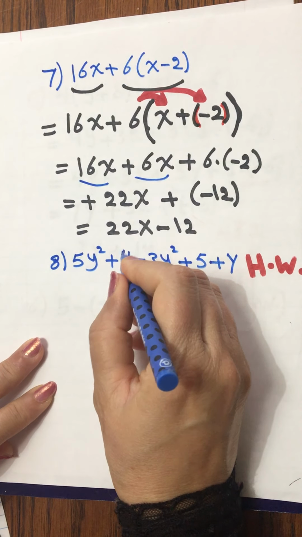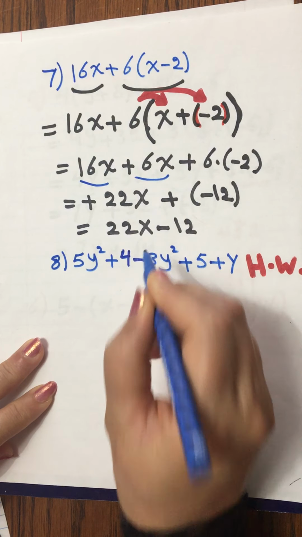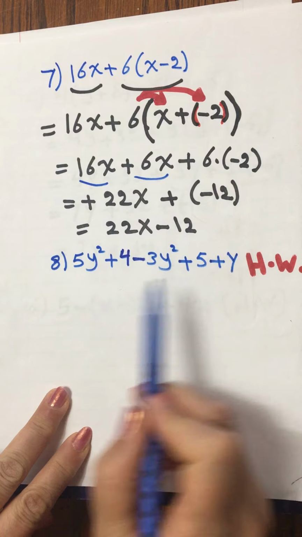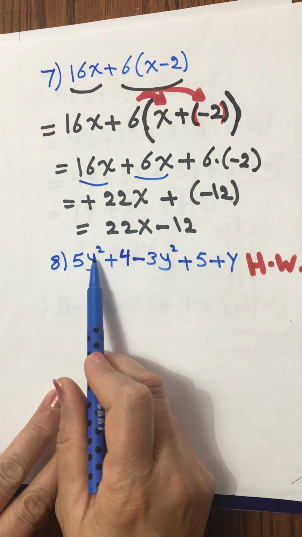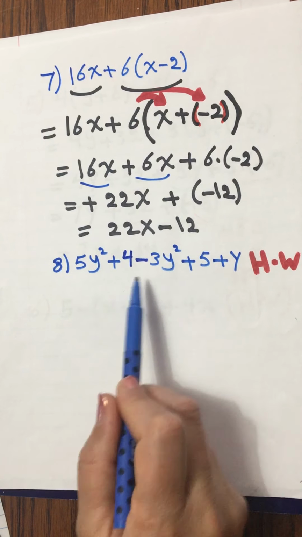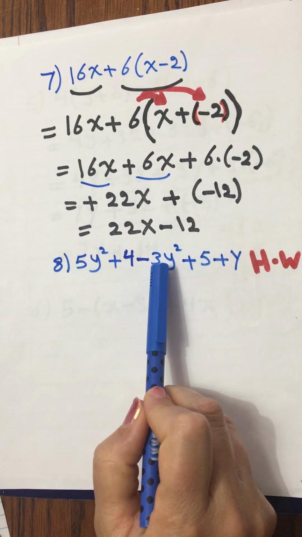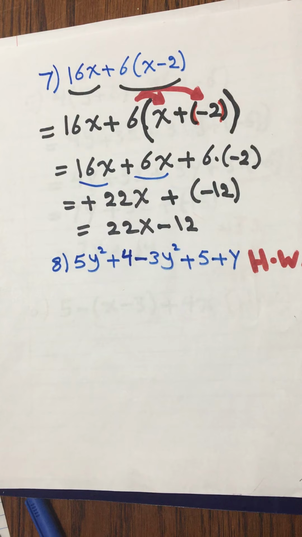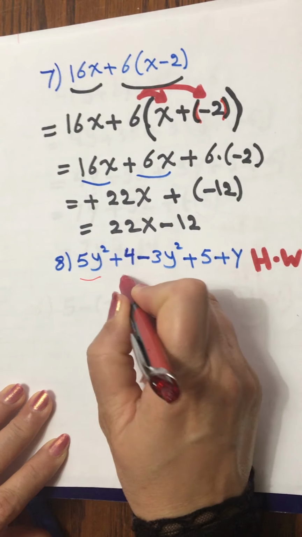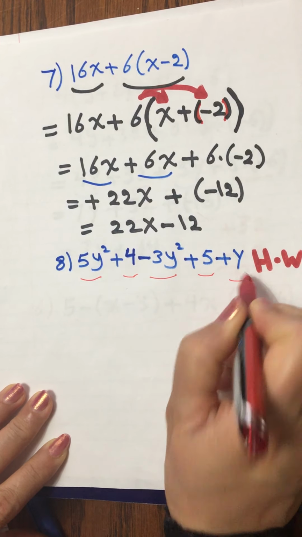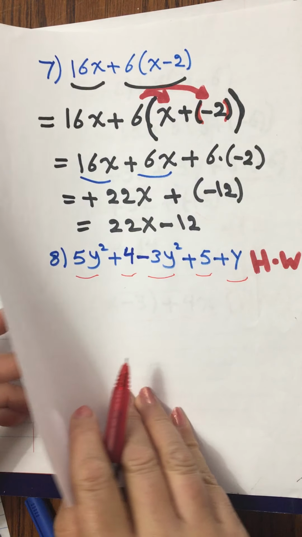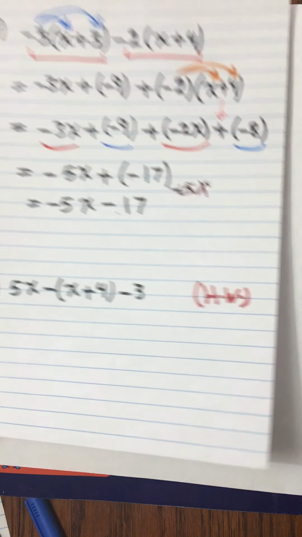Plus 4 minus 3y. y squared plus 5 plus y. So 5y squared plus 4 minus, and so how many terms do we have, guys? 1, 2, 3, 4, 5 terms. So we have 5 terms. Nine.